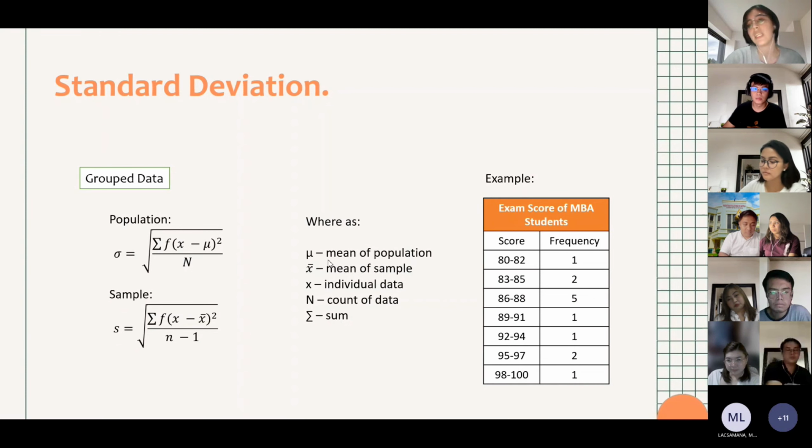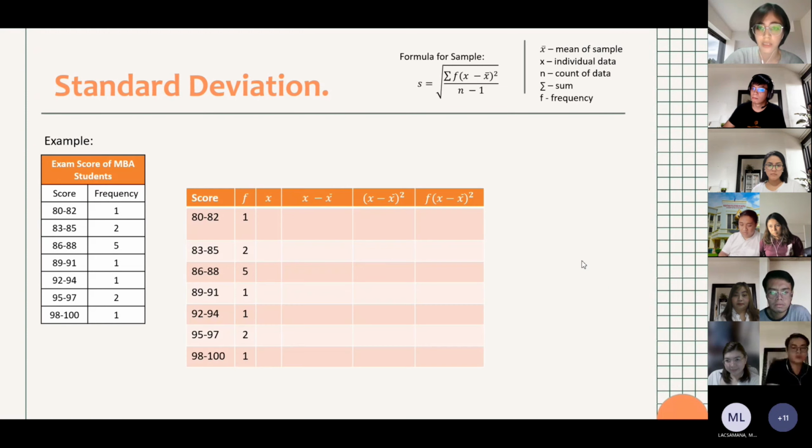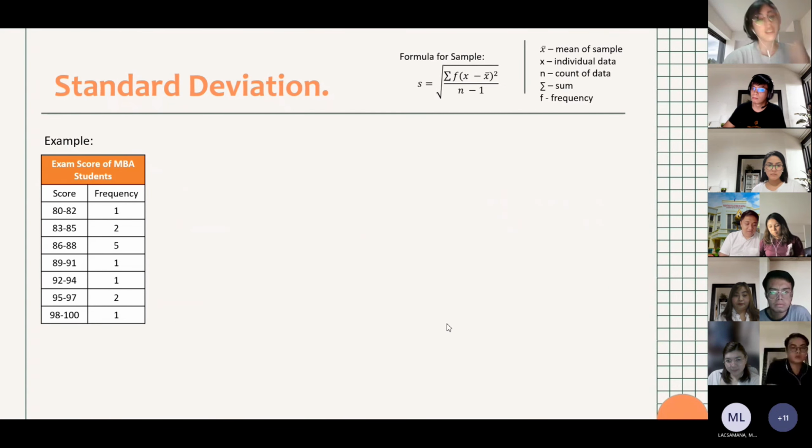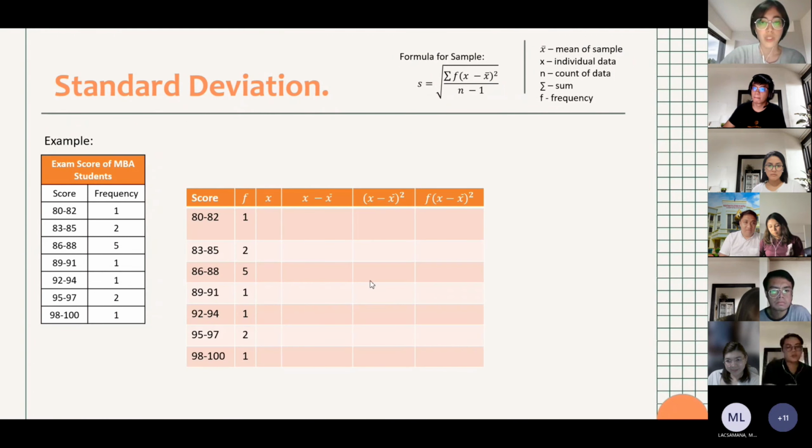Ganun ulit, gagamitin lang natin yung parehong set of data natin kanina doon sa variance. Para at least available na lahat ng kailangan natin data, or kailangan nating value. Okay. So, yan. For the standard deviation, ganun uli, gagawa lang tayo uli ng table, which will consist, again, of 6 columns. Kung mapapansin nyo, nakuha na natin yung mga values dito kanina. Uulitin lang natin. We will have a review.